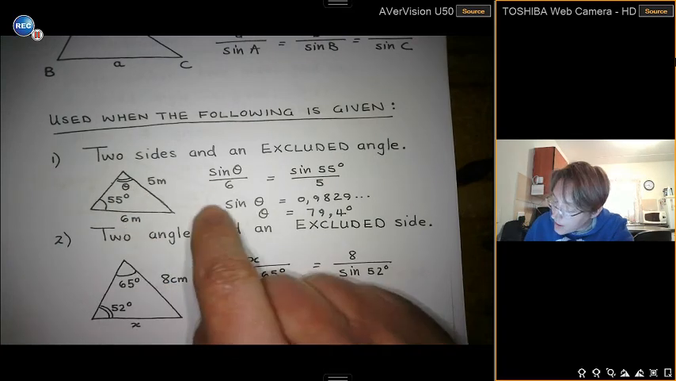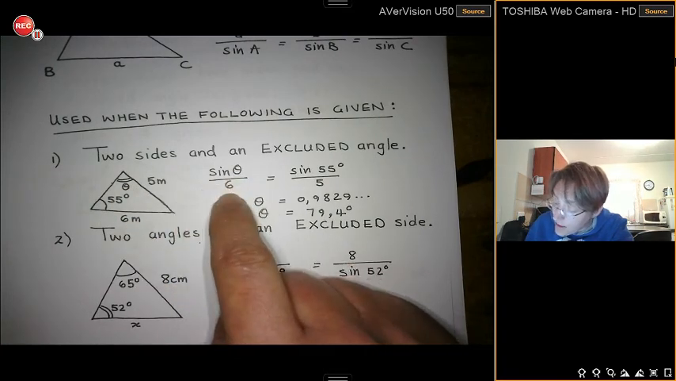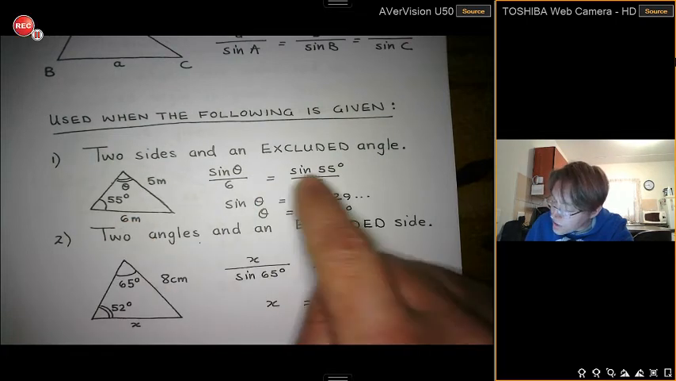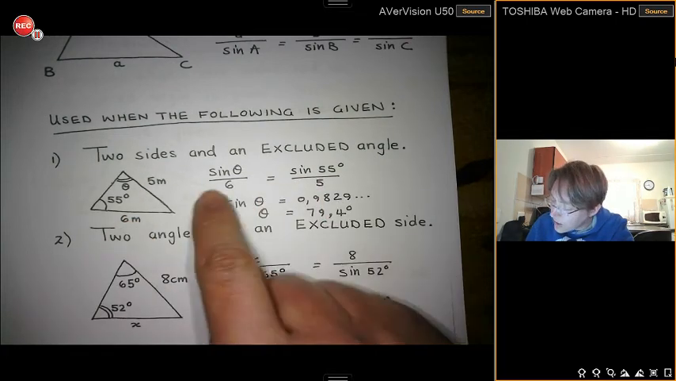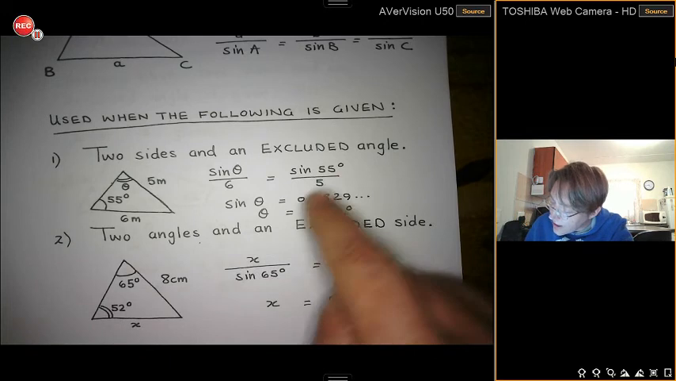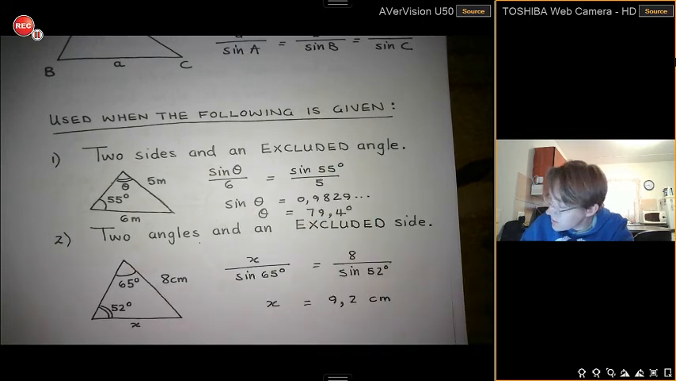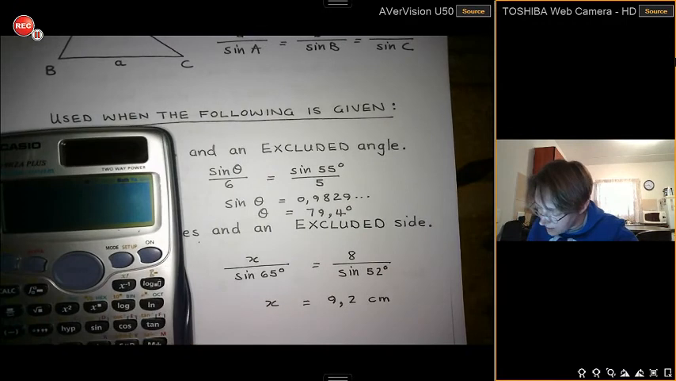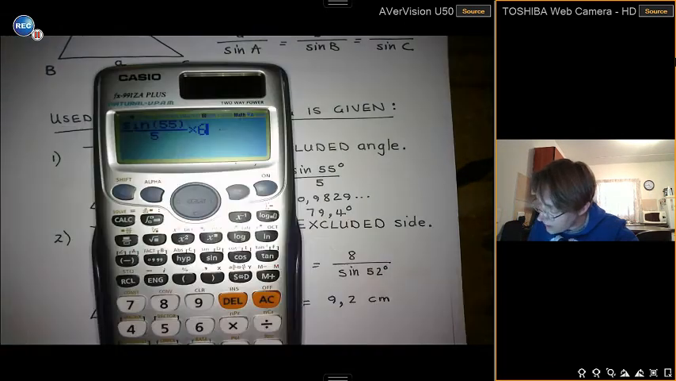So you can then say the sine of theta over 6, which is the side opposite to it, will be equal to the sine of 55 over 5. And you can then simply multiply 6 by this. So let me show you how this happened. We can say it's the sine of 55 degrees over 5, and I multiply all of that by 6 over here.